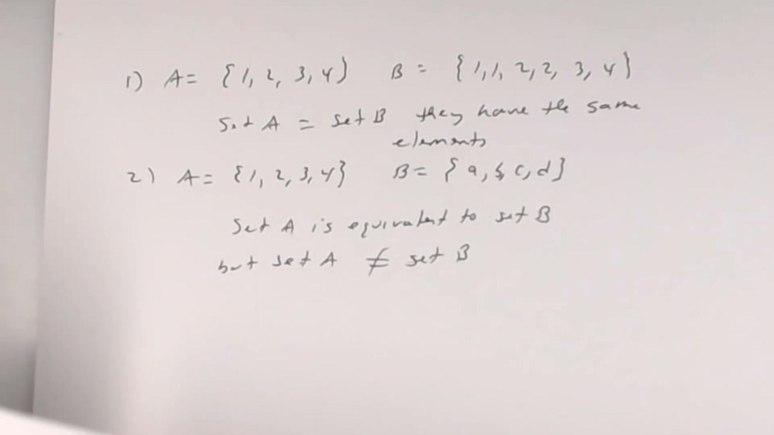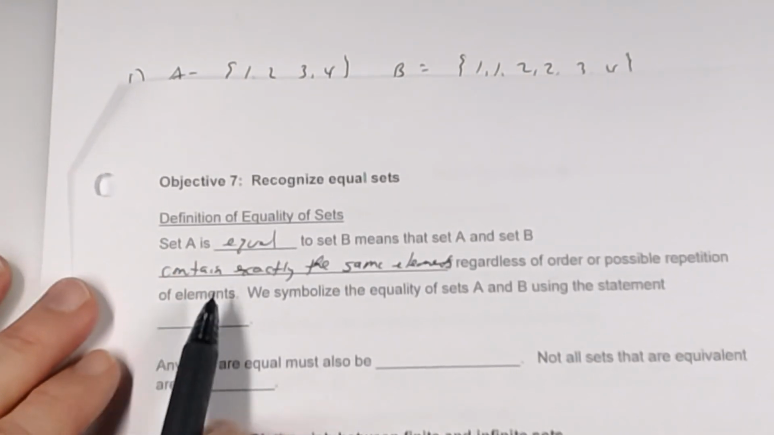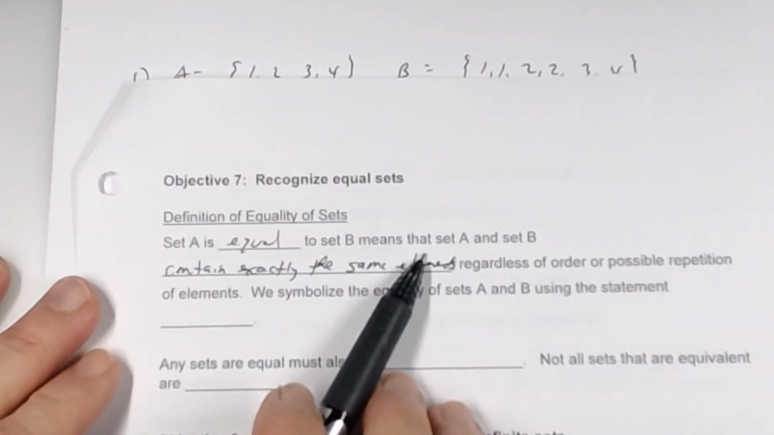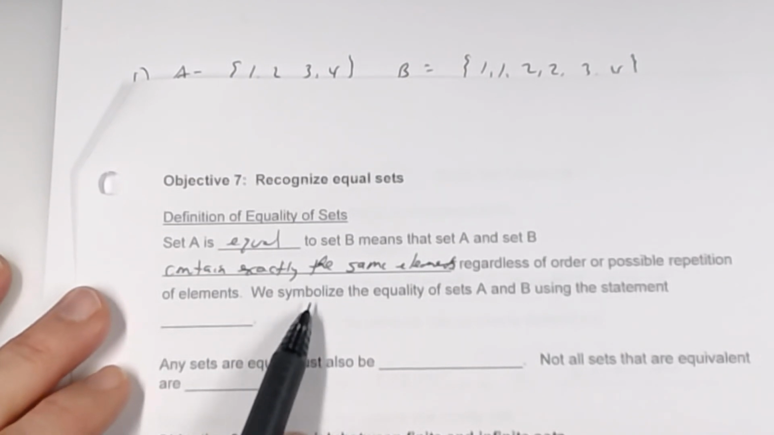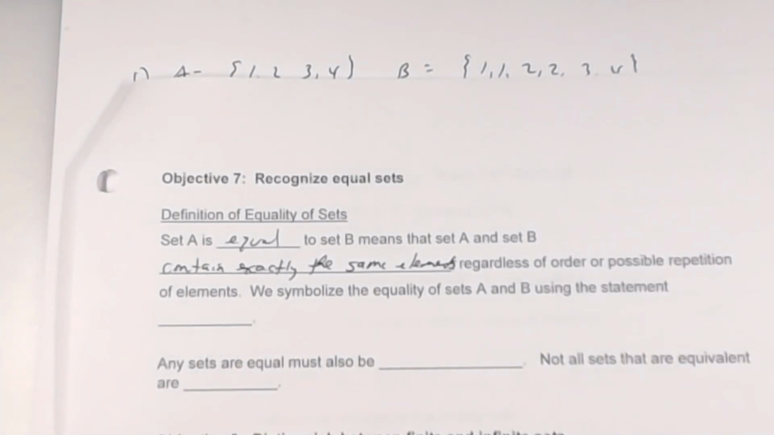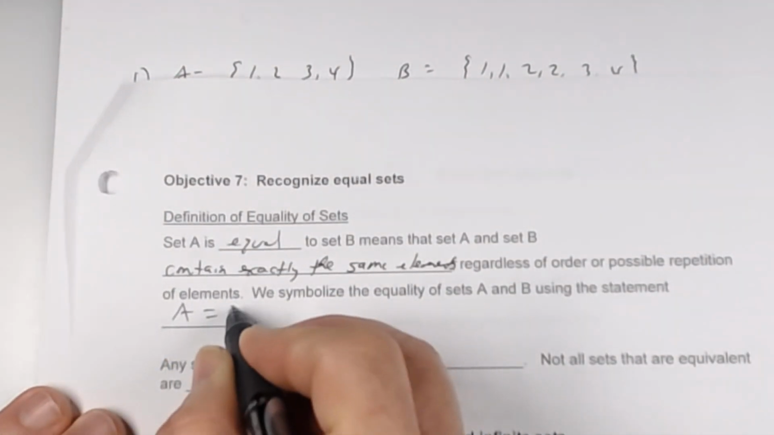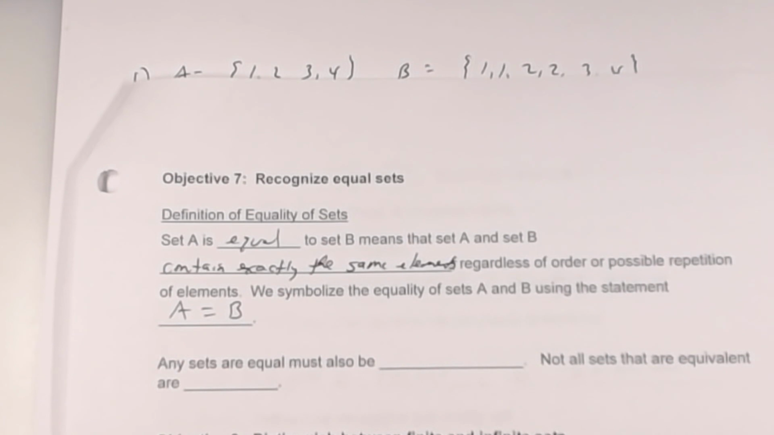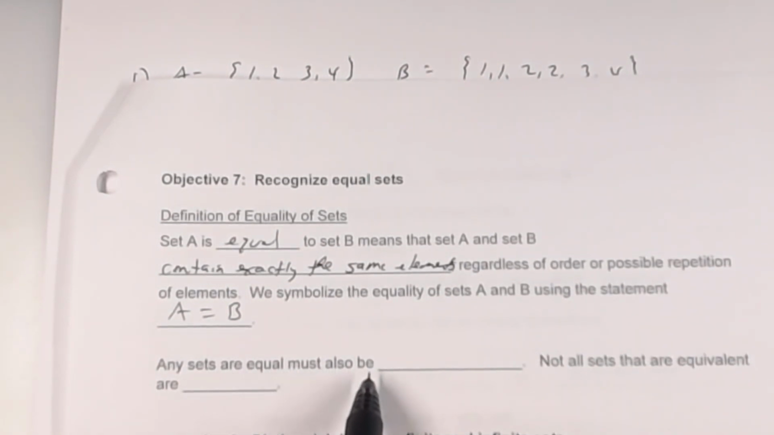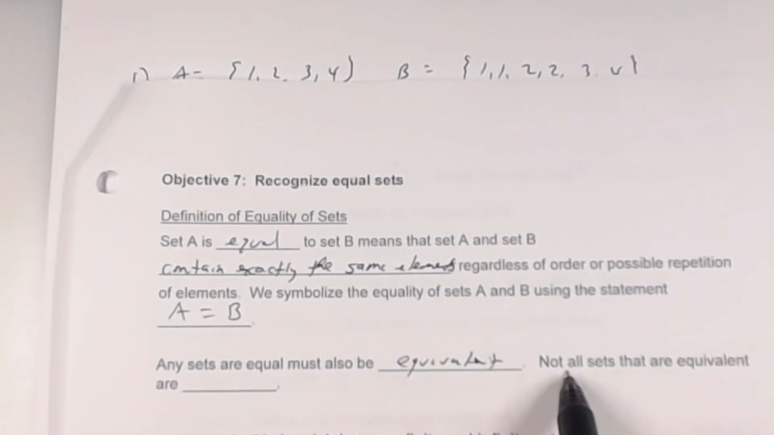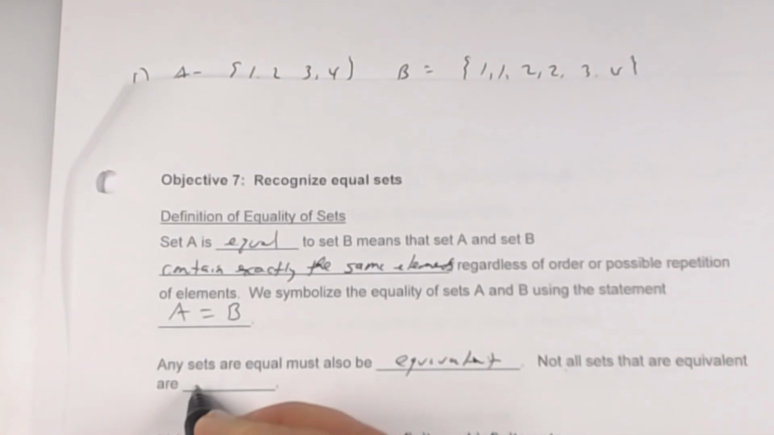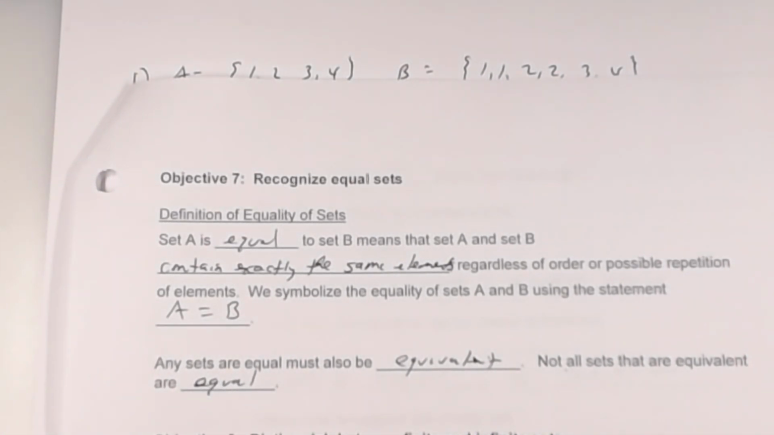So if we go back to our notes here, where we said that set A is equal to set B means that set A and set B contain exactly the same elements regardless of the repetition. We symbolize the equality of set A and set B using this statement. We just say A equals B. And you saw that in the one we just did. Okay, now remember our discussion a while ago. Any sets that are equal must also be what? Equivalent. But not all sets that are equivalent are what? Equal. Okay, so we saw that as well.